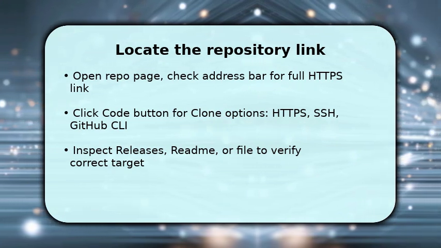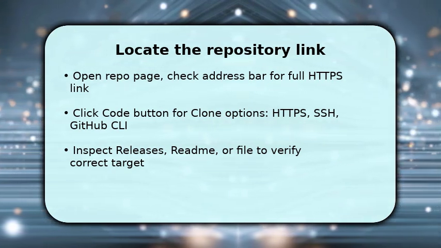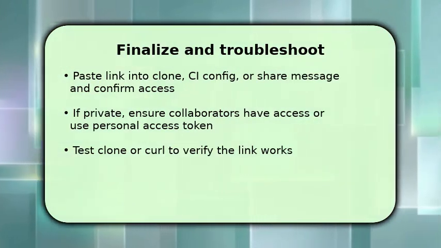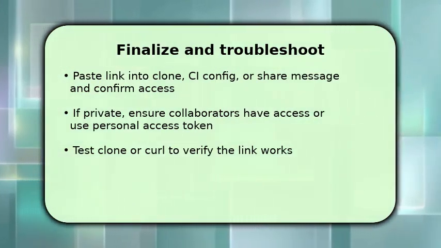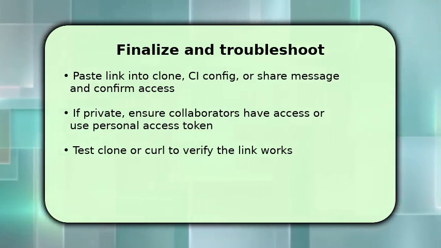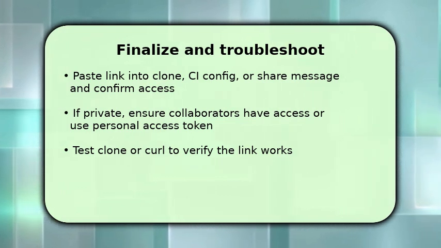If you plan automation, choose the exact protocol and copy it cleanly. You finish by using the link where you need it, cloning locally, adding to CI, or sharing with a teammate. Once done, test it. Run a git clone or a simple curl to ensure the resource responds.